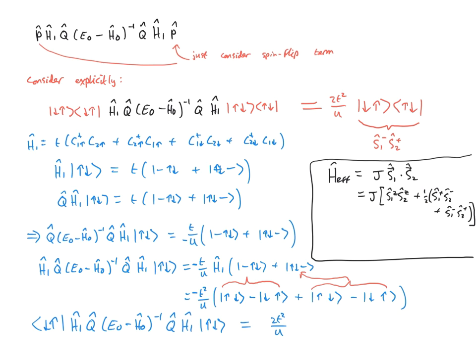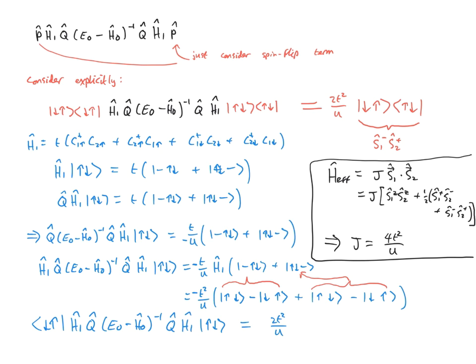And if you were to work out all the other terms, you'd find out that the other terms matched in precisely the right ratios. We'd see an S1 plus S2 minus term with the same coefficient, and we'd find these z components with twice the coefficient. And so actually it allows us to just write down the J, and the J, of course, is 4t squared over U. So that's it.